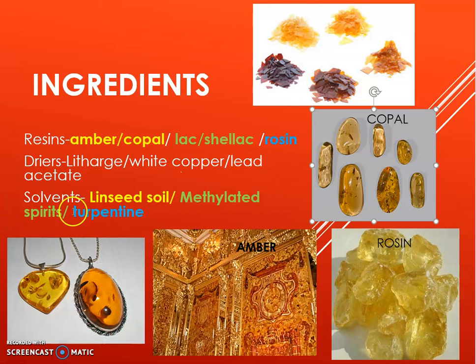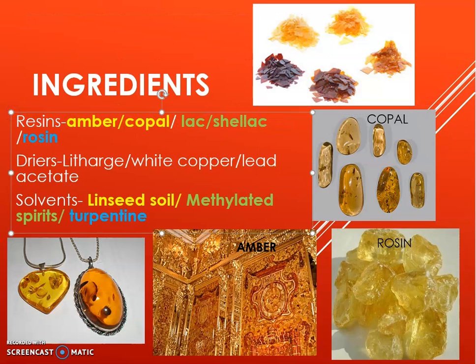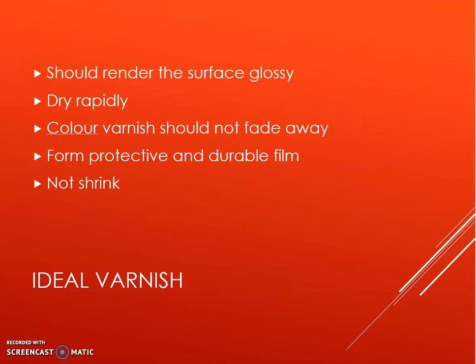Rosin, which is indicated in blue, is used in turpentine also, which is indicated. So go for the color coding and you will understand which type of solvent is used for which type of resin. Okay, fine. Now, what are the ideal characteristics for the varnish?